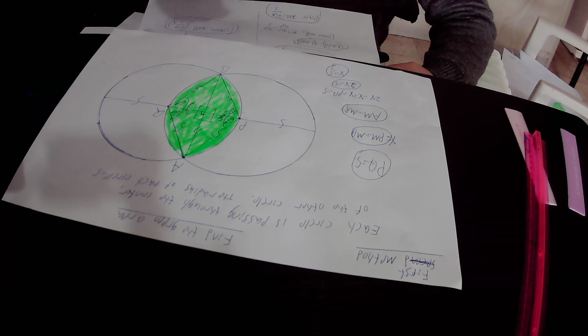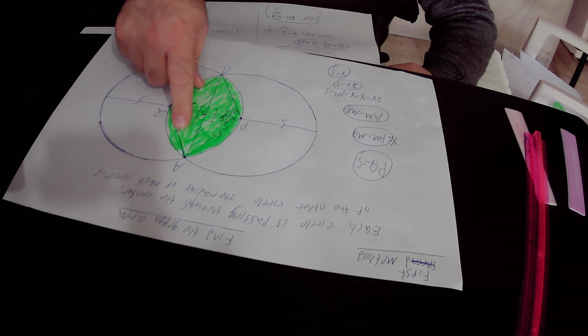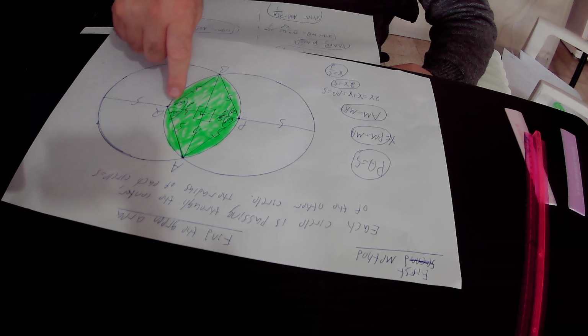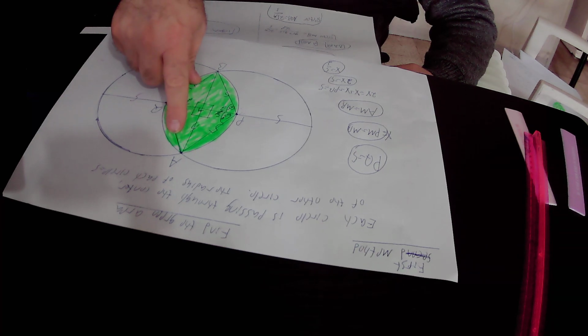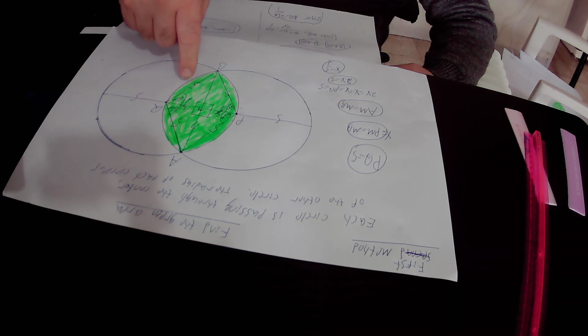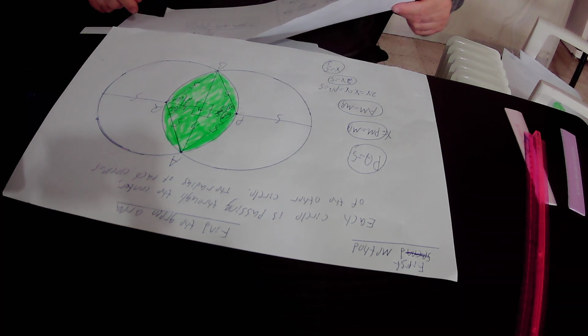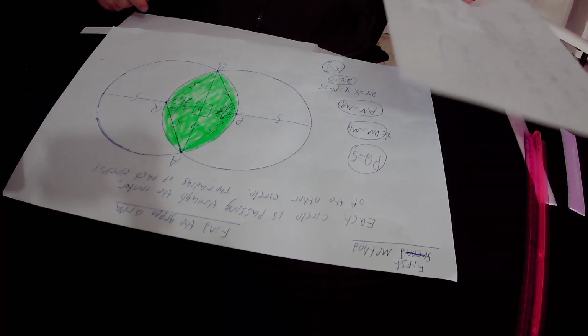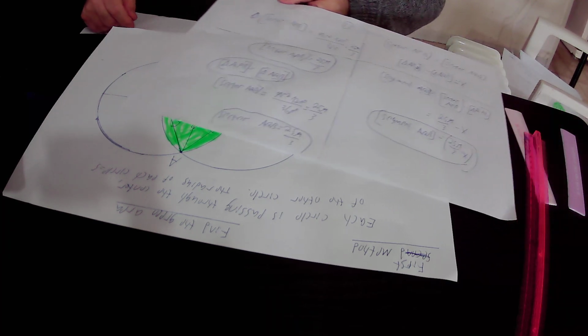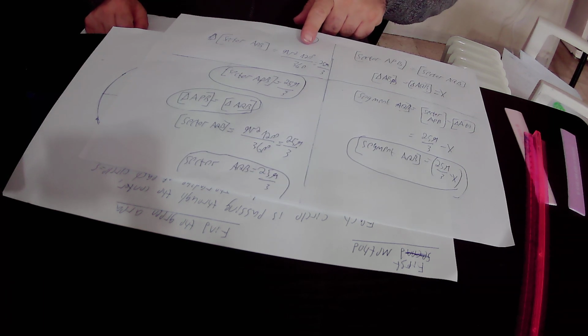And what is the area of sector AQB? The area of sector AQB equals to pi r squared times 120 degrees over 360 degrees. Again, the area of sector AQB also equals to pi r squared times 120 degrees over 360 degrees.